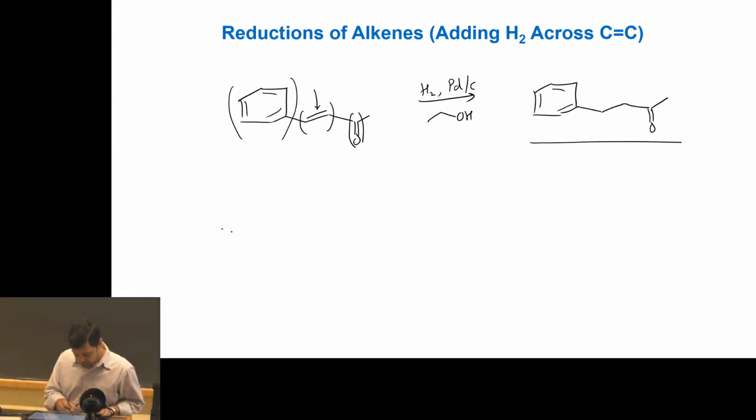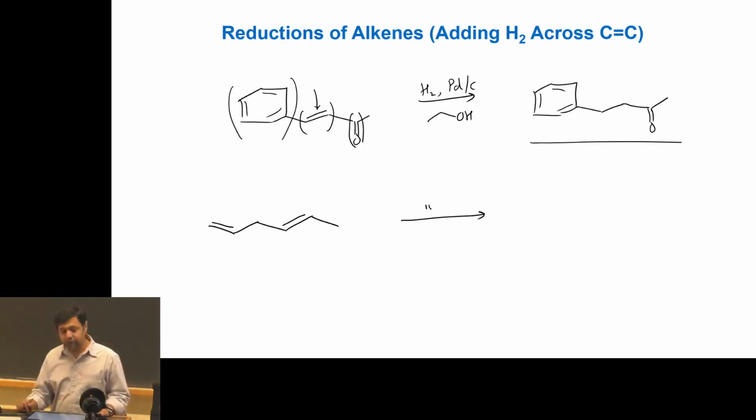Right? Let's take another example. Let's say I have this alkene. Same reaction conditions. Now, as I mentioned in the previous slide, hydrogen is usually used in excess. So all C=Cs in the reactant will get reduced, right? So this molecule has 2 C=Cs, both will get reduced and you'll form an alkane.